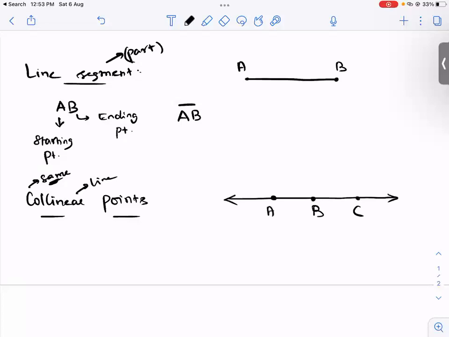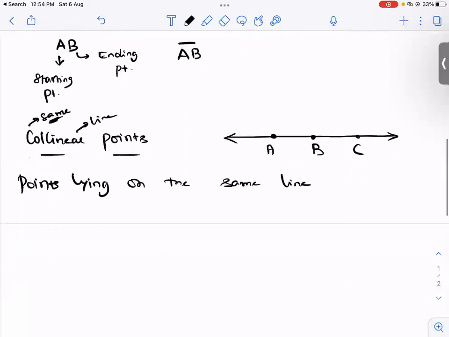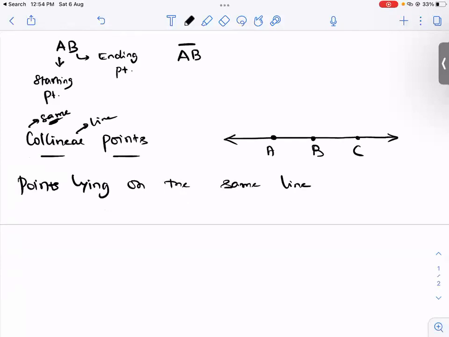Points lying on the same line are said to be collinear. So, for points, there is no notation, just ABC. You write it like this: A, B, C are collinear. That's it.